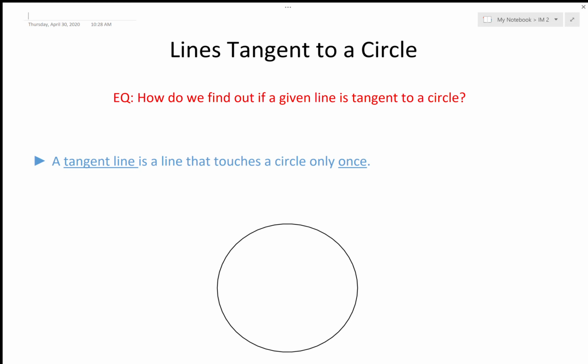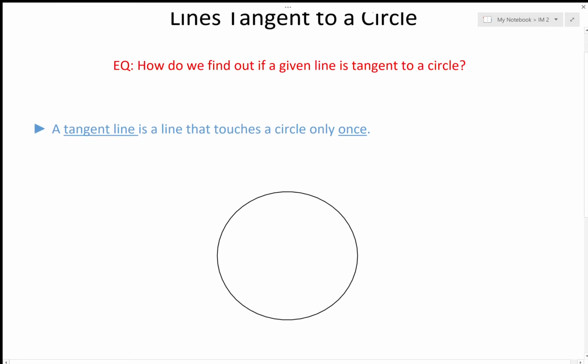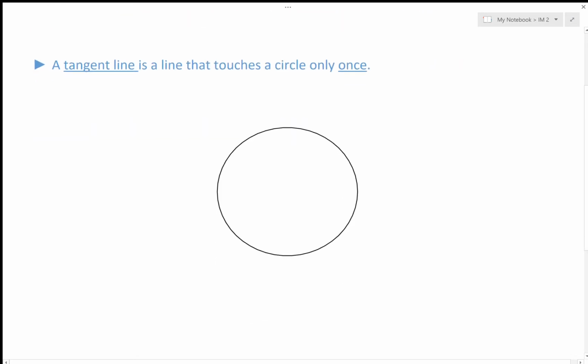Today we're going to explore a little bit more into circles, and specifically look at lines that are tangent to a circle. And what that means is a tangent line is a line that touches a circle only once. So I've got a circle right here and I'm going to draw a line that touches this only once. So I'm going to put a dot right here on it and a line that touches once.